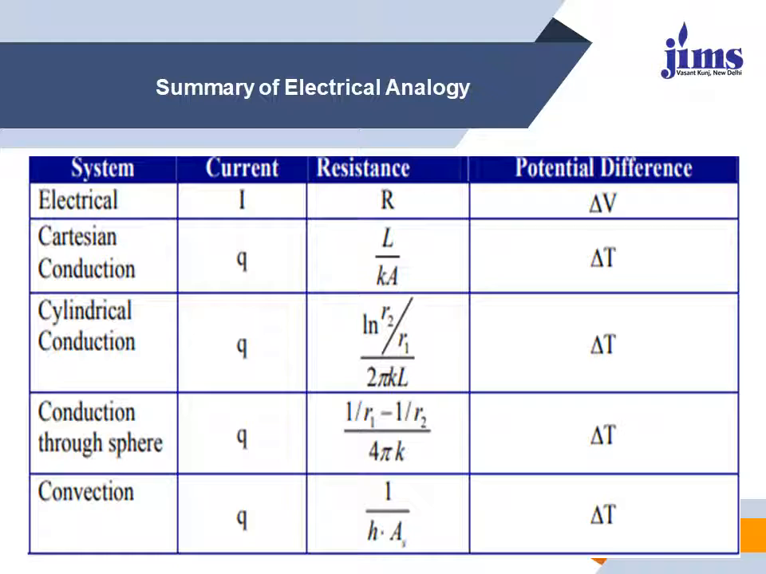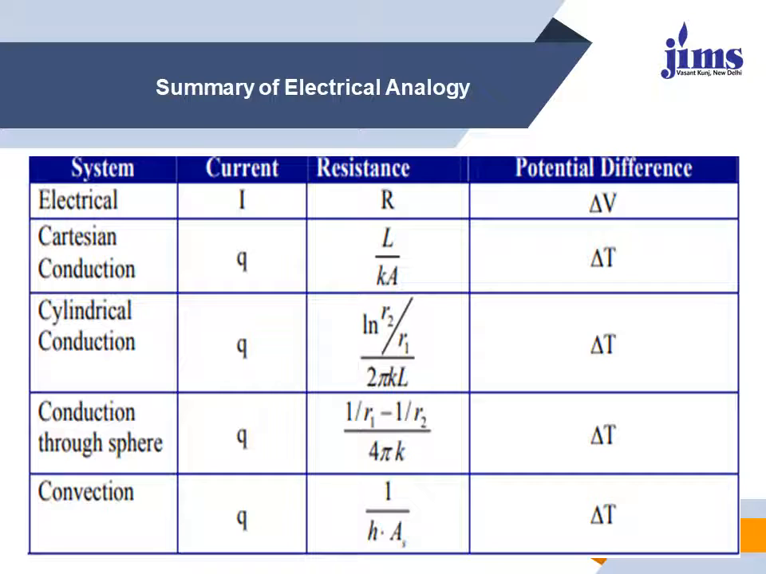In the case of the Cartesian coordinate system, the thermal resistance is L divided by KA, where L is the length of the wall, K is the conductivity of the wall material, and A is the area of the wall. In the case of cylindrical conduction, the thermal resistance is ln(R2/R1) divided by 2 pi KL, where R1, R2 are the radii of the cylinder, and K and L are the conductivity and the length of the cylinder. But in the case of a sphere, the resistance is (1/R1 - 1/R2) divided by 4 pi K, where R1, R2 are the radii of the sphere, and K is the wall material conductivity.